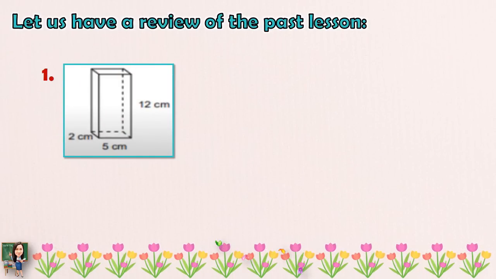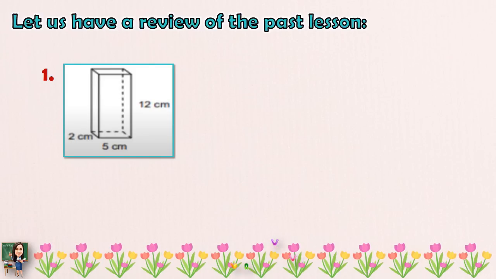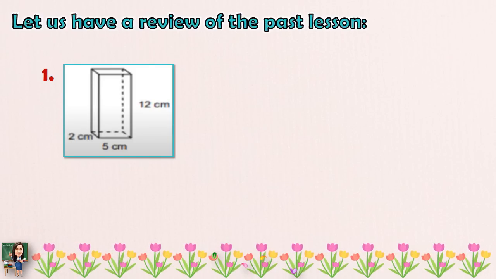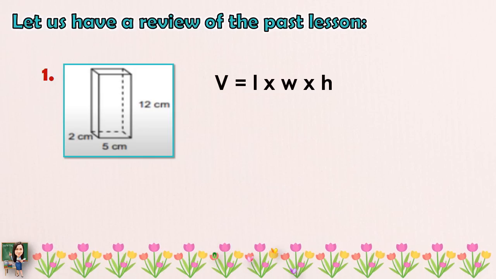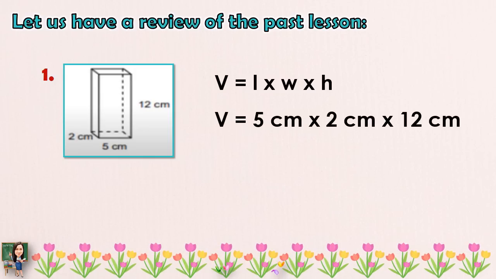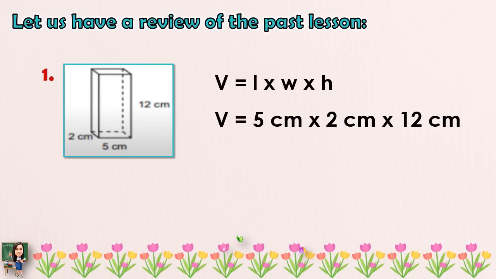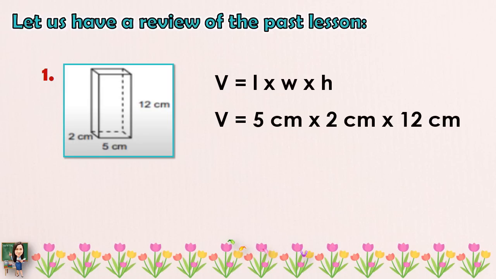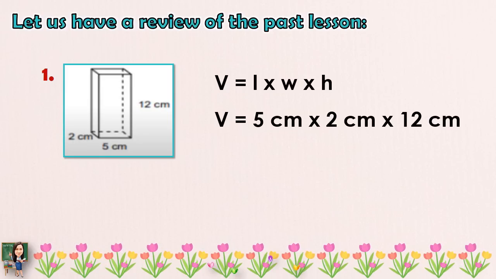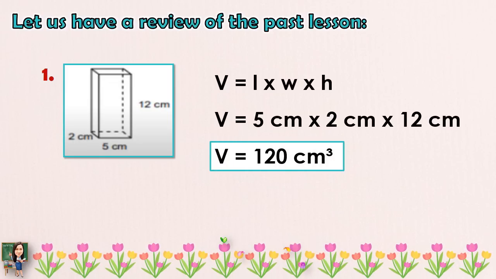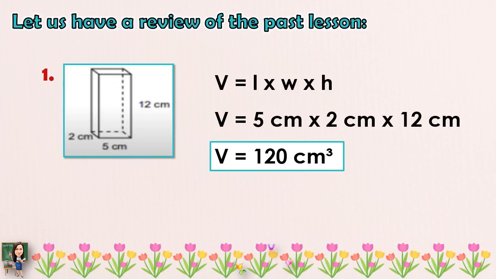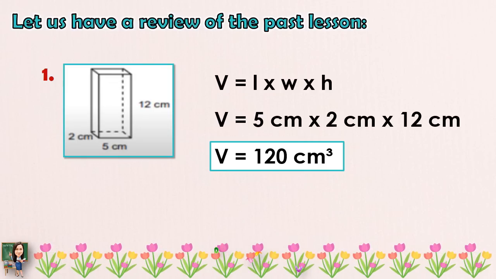Number 1. This figure is a rectangular prism. To get the volume, use the formula volume equals length times width times height, where length is 5 cm, the width is 2 cm, and the height is 12 cm. 5 times 2 times 12 equals 120. The volume of this rectangular prism is 120 cubic centimeters.